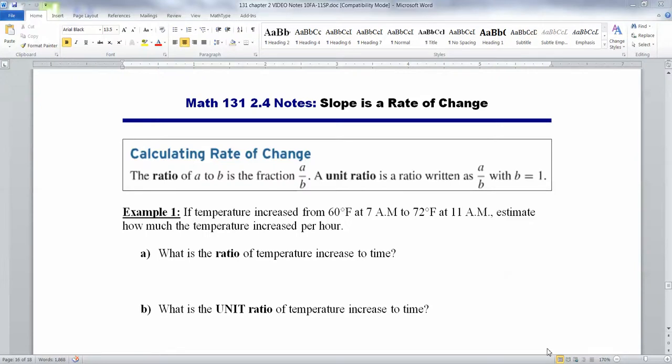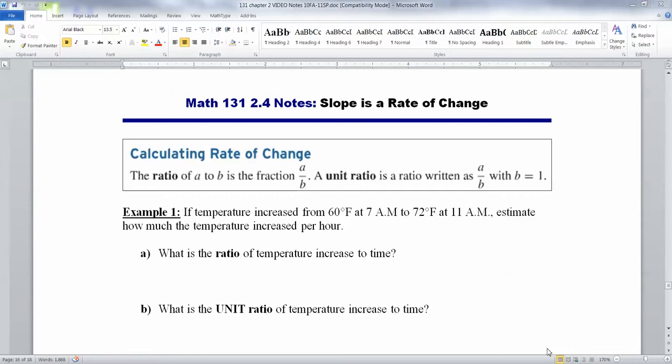Let's move on now to the last section of Chapter 2, which is the slope as a rate of change. Now, we learned a lot about the slope in Chapter 1. Namely, it's like rise over run, it's the vertical change over the horizontal change, it's the change in y over the change in x, all of those good things.